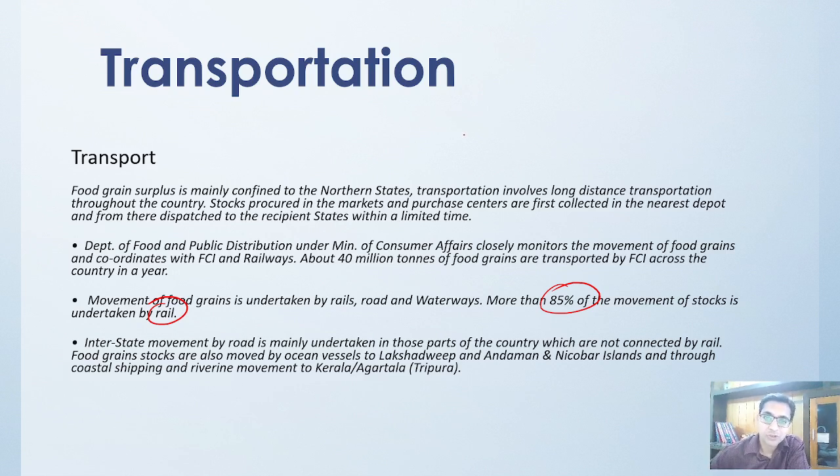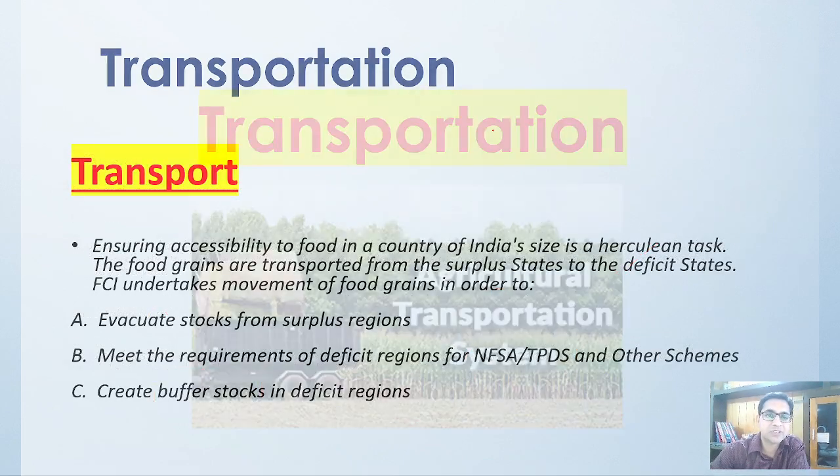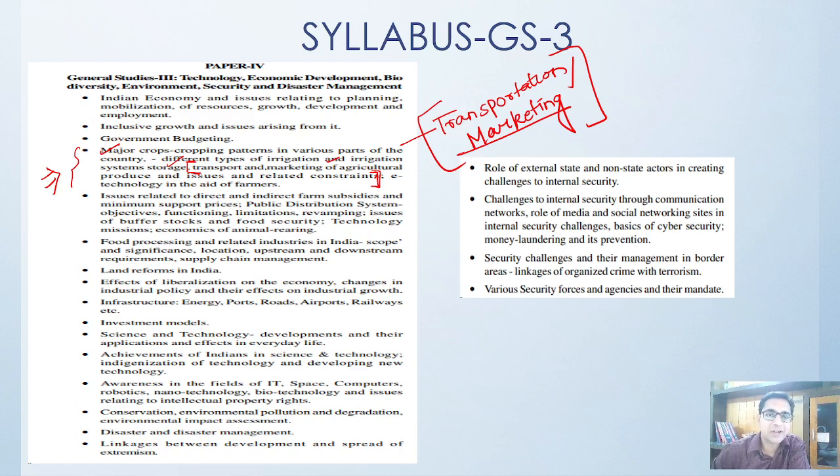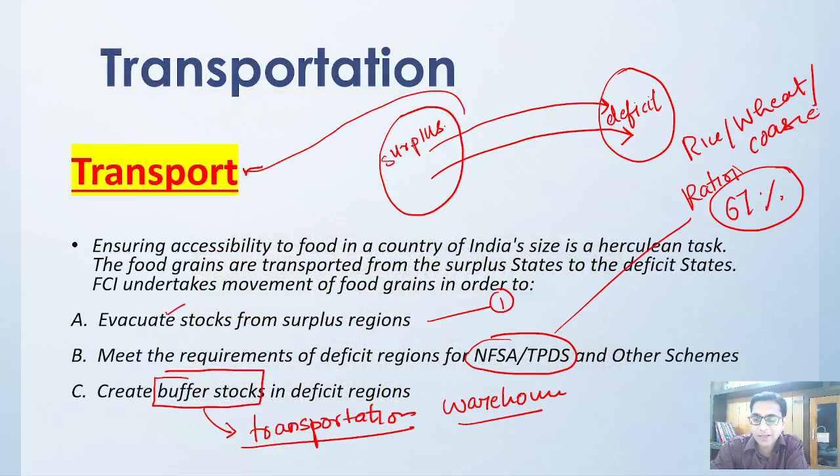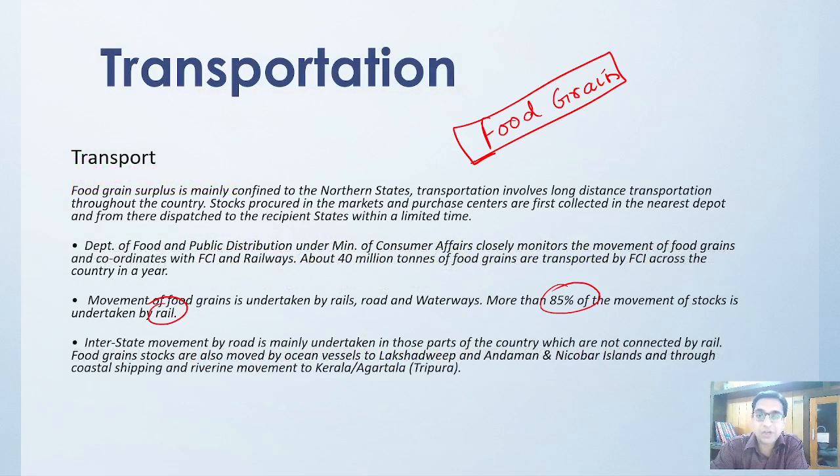But if we go by overall transportation, 85% of food grain transport is undertaken by the railway. So in this topic we will be specially focusing on food grain. We are not talking about any other product, because the syllabus suggests transportation and marketing of agriculture produce, so we will be solely focusing on the transportation of agriculture produce. Do not think that we are talking about general transport.